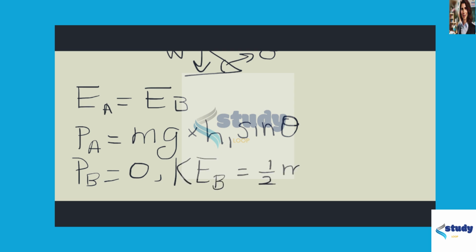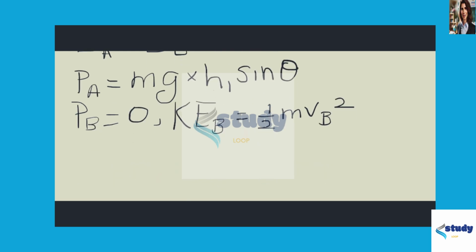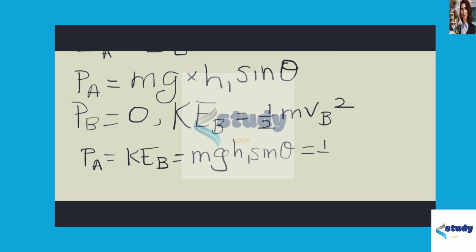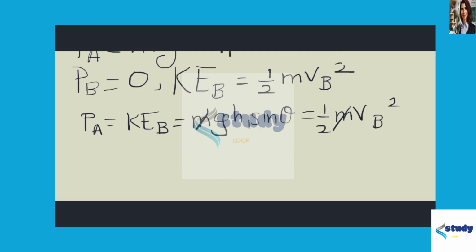That's 1/2 m vB squared. So if we set these equations equal to each other, we know that PA equals KEB, which is mgH1 sine theta equal to 1/2 m vB squared. Now we see that the masses cancel out, and if we solve for vB, we can see that vB is equal to the square root of 2gH1 sine theta.